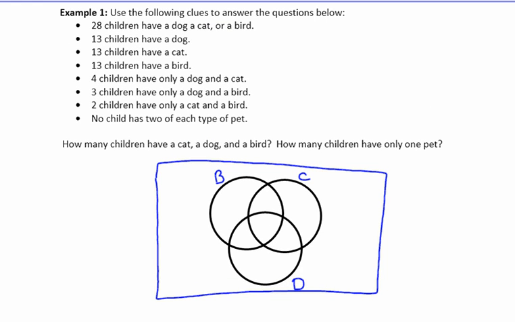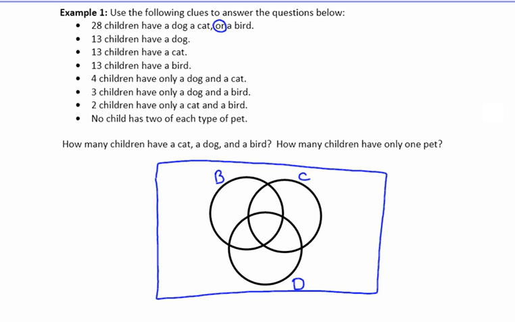So it says 28 have a dog, a cat, or a bird. So that's the union of all three. Okay? The union of all three. Can I put that in anywhere right now? No. Remember, you want to try and work from the inside out. So if we want to find who has a bird, cat, and dog.